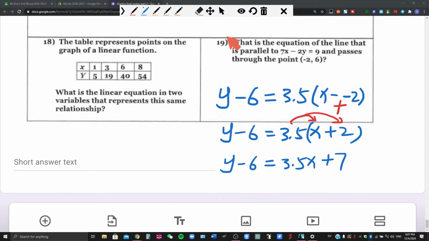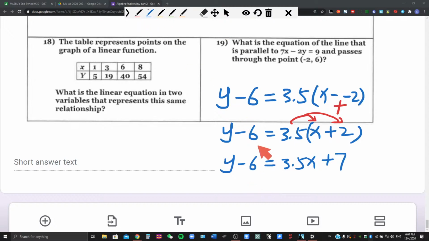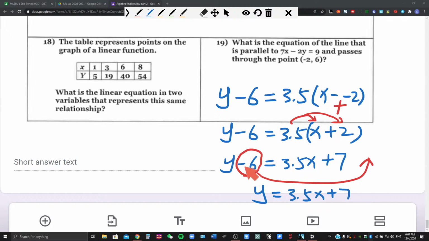And the last step, we move this −6 to the other side, and it becomes +6. So y = 3.5x + 7 + 6, and that's actually 13. So y = 3.5x + 13. That will be the equation for the new line.